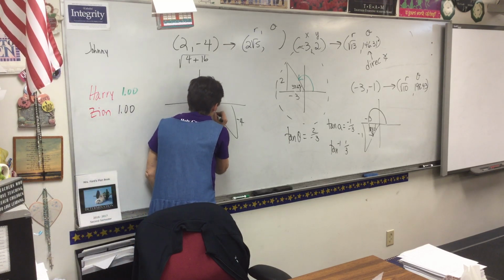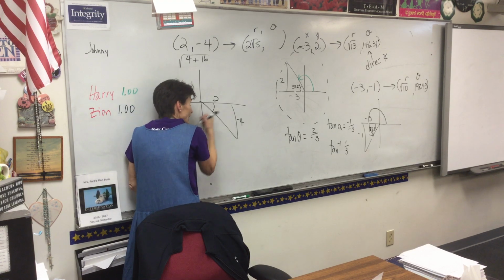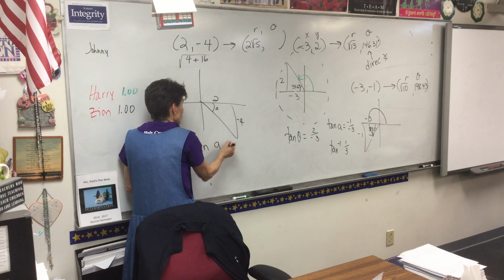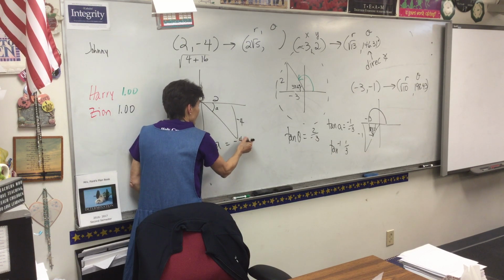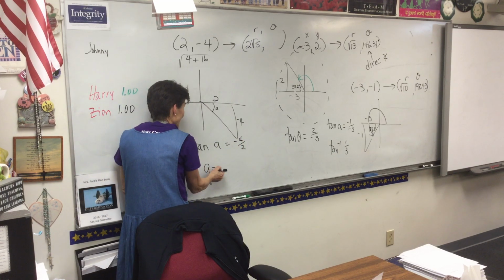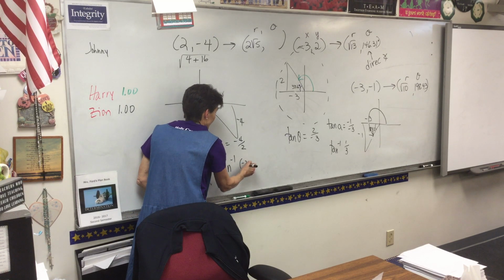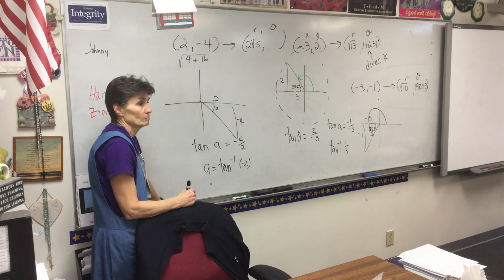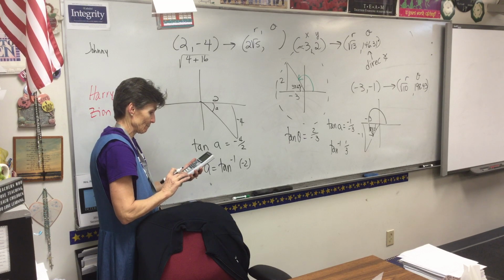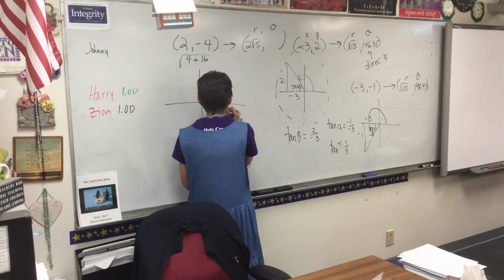Now I need this angle right here. I don't care what you call it, anything you want. If I want to find that angle, I know that its tangent is -4/2. So how will I find it? Second tangent, basically -2. 63.43.